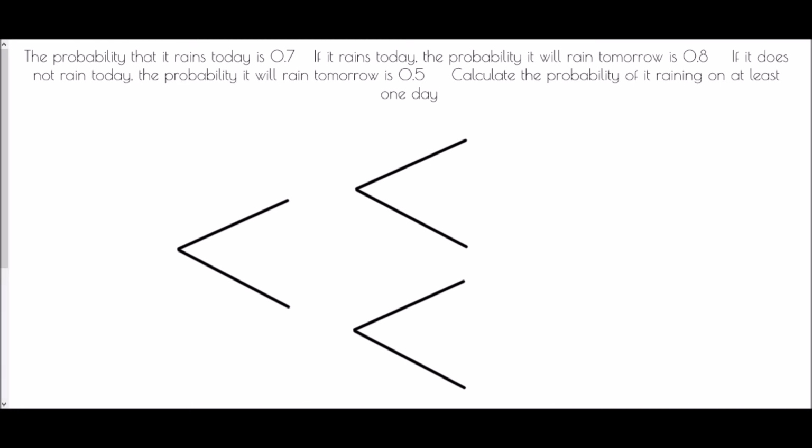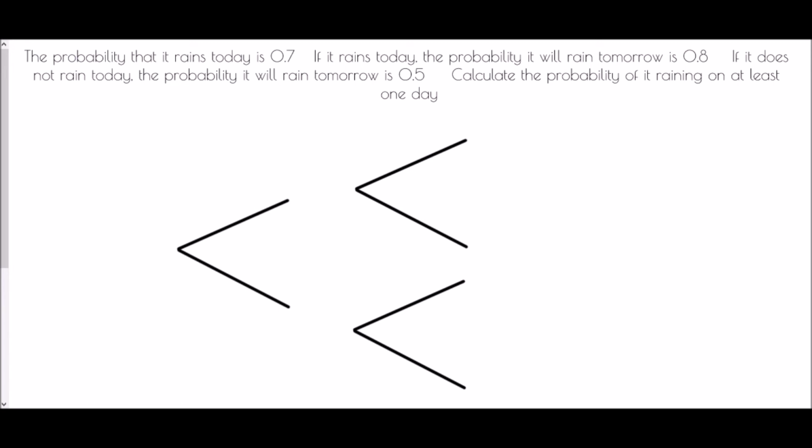Next, we're told a little bit of probability about rain. So the probability that it rains today is 0.7. If it rains today, the probability it will rain tomorrow is 0.8. If it does not rain today, the probability it will rain tomorrow is 0.5. Calculate the probability of it raining on at least one day.